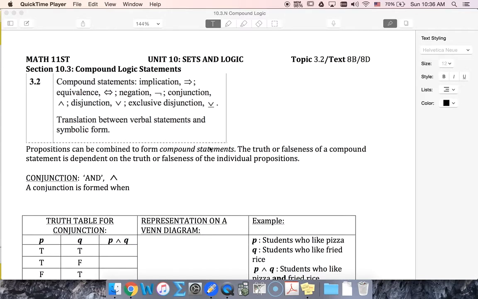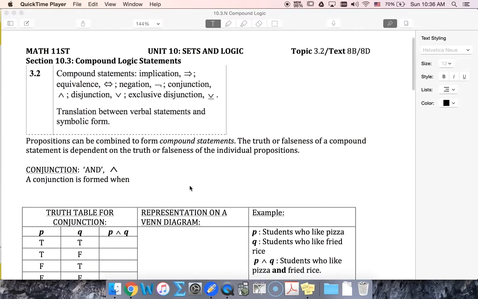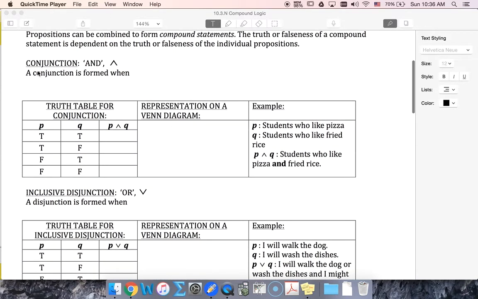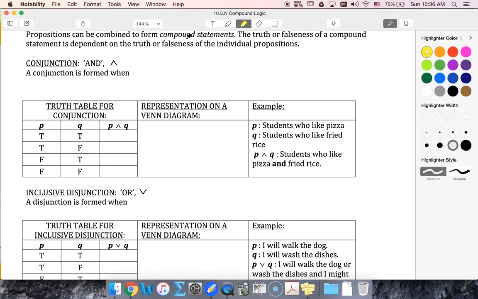Again, this compound statement can be true or false, and it's dependent on the truth or falseness of the individual propositions. So we have a conjunction when we use the word and in logic. The symbol that we use for and is this sort of caret symbol. So a conjunction is formed when we use the word and.